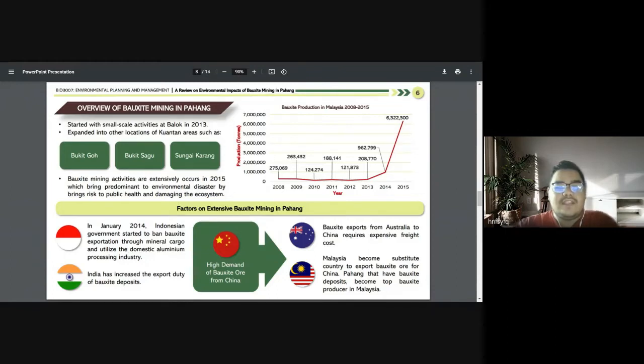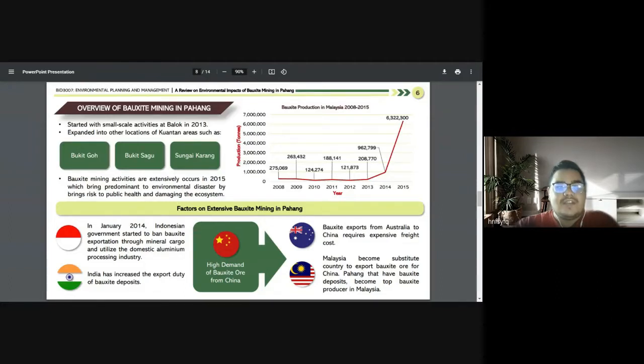In 2015, there was extensive extraction of bauxite, which led to environmental disaster, posing risk to public health and damaging the ecosystem. As we can see in the chart on the right, bauxite production in Malaysia had a surge in 2015, with production of around 6 million tons, compared to 2008 to 2013, when the trend fluctuated.